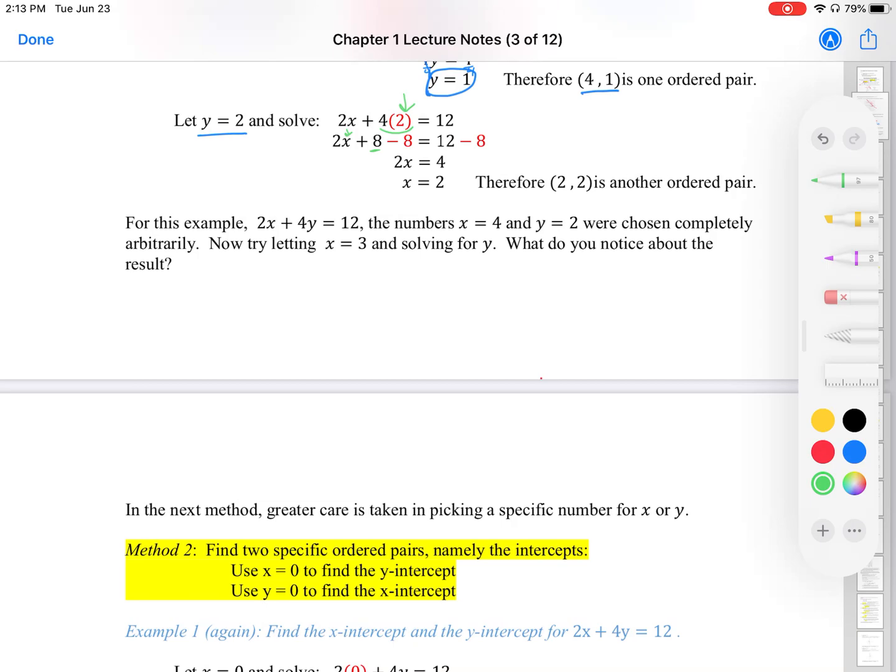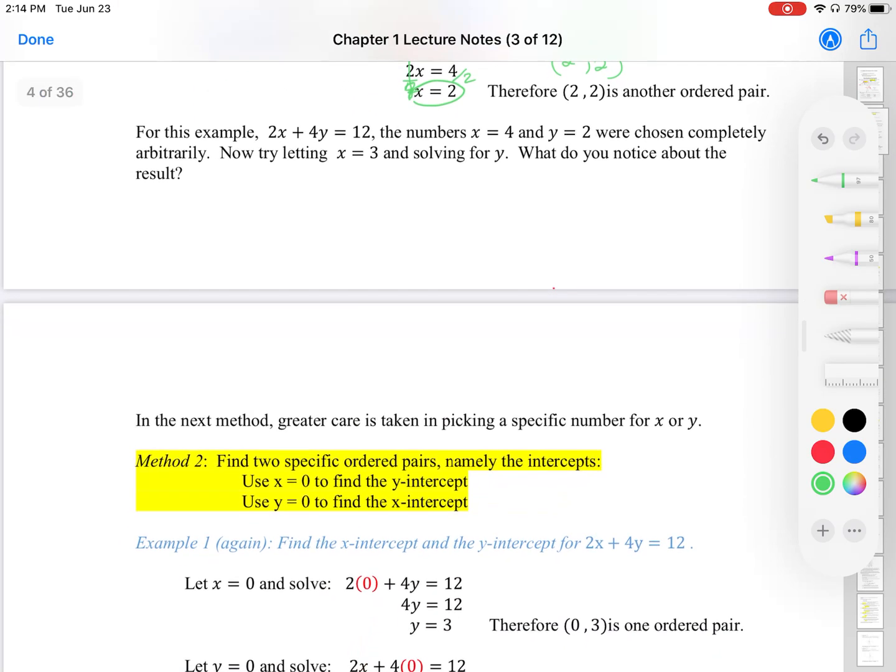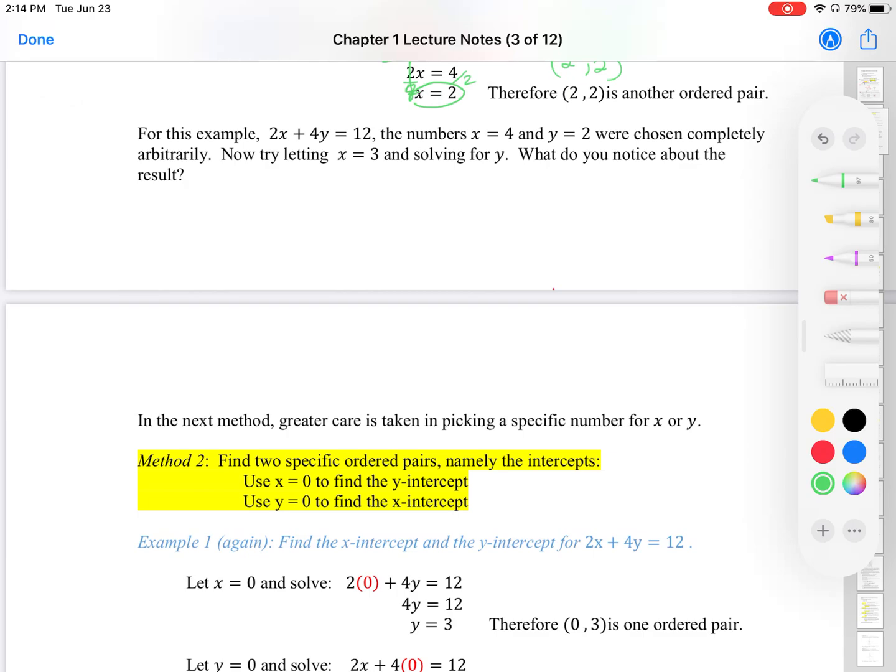All right, we're left with 2x equals 4. Divide by 2. Divide by 2. 2 divided by 2 is 1. We reached the goal of getting x by itself. And 4 divided by 2 is 2. So I have x equals 2. Remember, a coordinate point is always given as x comma y. So we got an answer of x equals 2, and we chose y to be 2. Therefore, 2 comma 2 is another ordered pair. We can plot them, and that will give us a line.